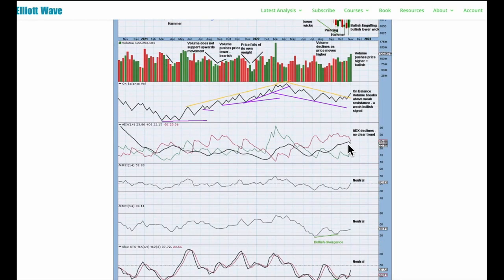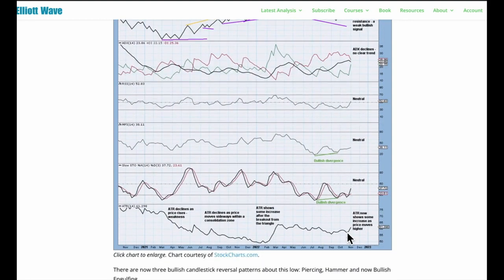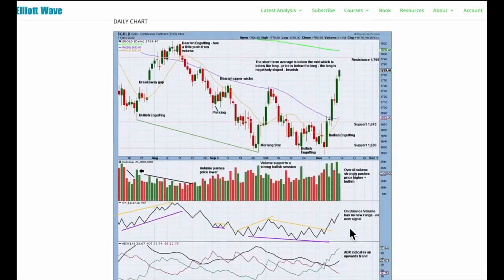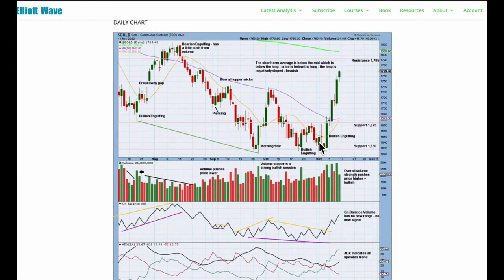ADX is declining, there's no clear trend at the weekly chart level. RSI, money flow and stochastics all neutral. ATR is showing a little bit of an increase as price moves higher, but at the daily chart level an upward trend is indicated at this time frame, and on-balance volume gave a bullish signal. Price is moving strongly higher with a strong increase in range, and overall an increase in volume is pushing price higher. For the short term, let's look for next resistance at 1795.